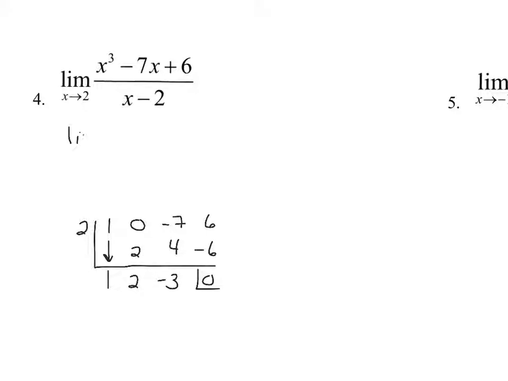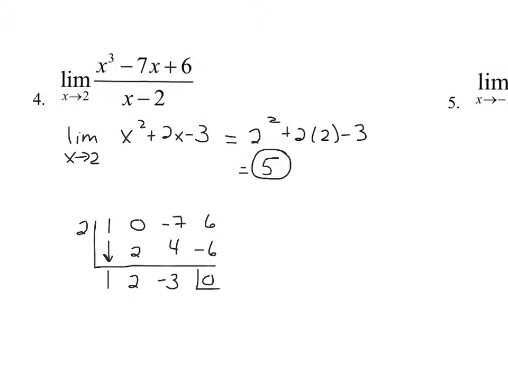So I simply can rewrite this limit as x approaches 2 of x squared plus 2x minus 3. Remember, it's 1 less power, so if we started with a cube, this would start with a square. And now I could just plug 2 in there. So this is just 2 squared plus 2 times 2 minus 3. That's 4 plus 4 minus 3. That's 8 minus 3. So that's 5. So this limit is 5.